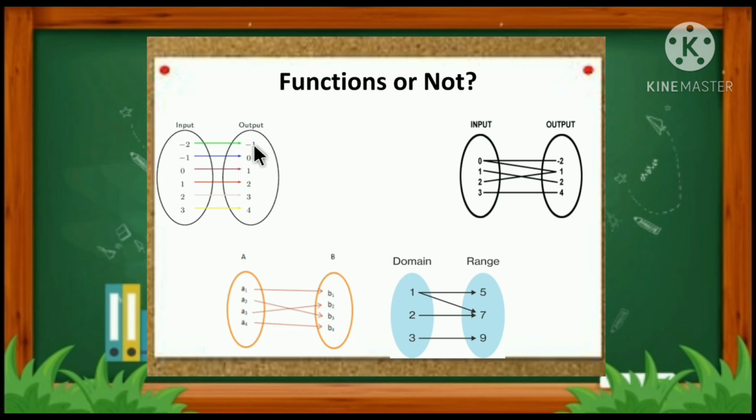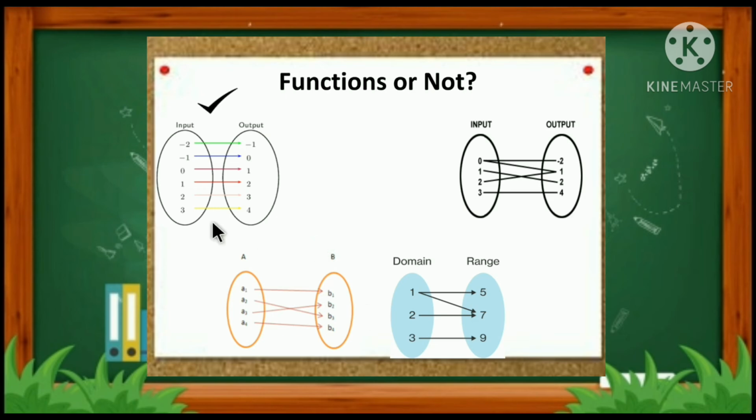Negative 2 paired with negative 1, negative 1 paired with 0, 0 paired with 1, 1 paired with 2, 2 was paired with 3, and 3 was paired with 4. Was there a repeated value of x? Naulit ba si x? Hindi. So, meaning, function yan. So, every value of x has a value in y. So, yan. Tawag na one-to-one function.